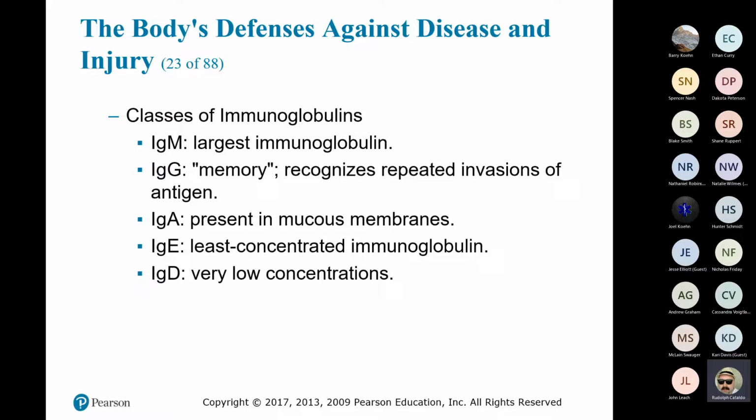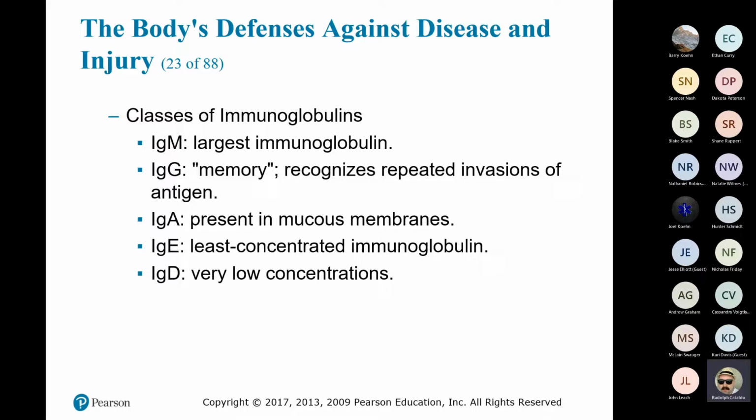Now, when we talk about immunoglobulins, all immunoglobulins are antibodies, certain types of antibodies. Again, I don't expect you to memorize this, but I would know where to find it in your text because it's kind of important, and it might come up in your quiz. So our first one is IgM, which is our largest antibody. It is really what's produced during the primary immune response.